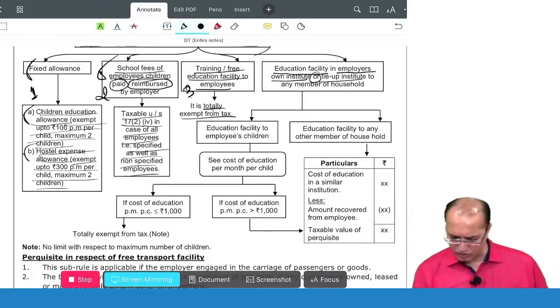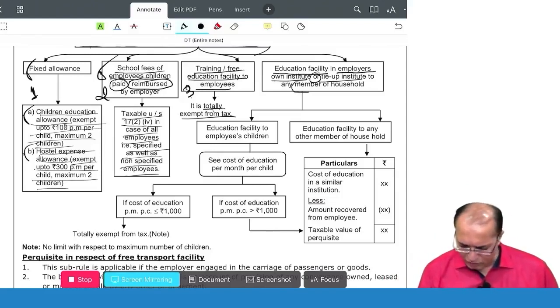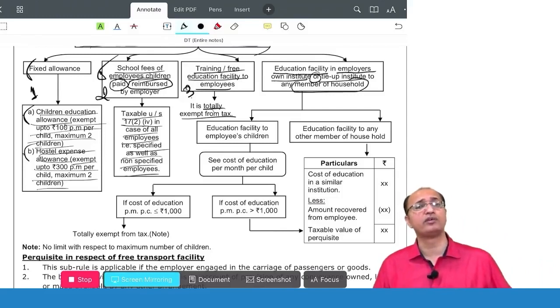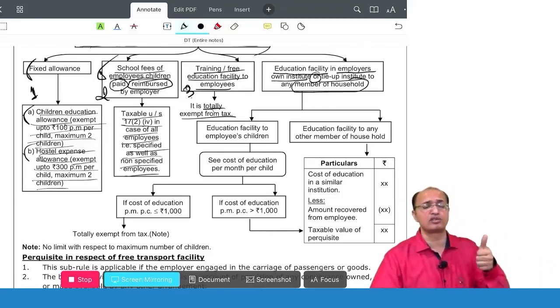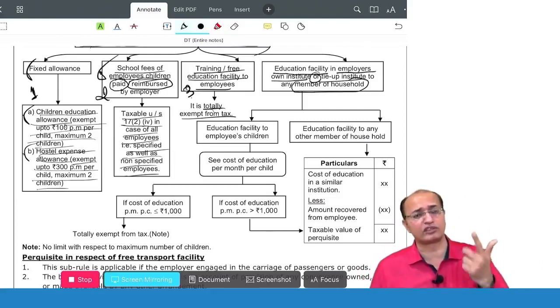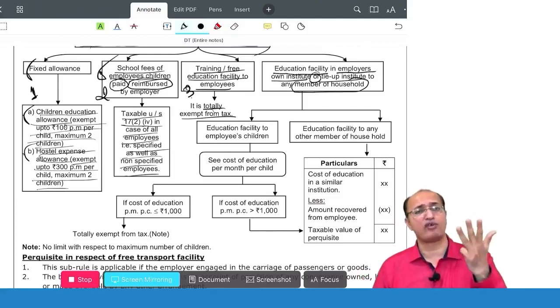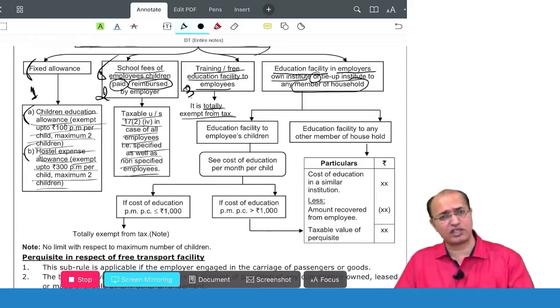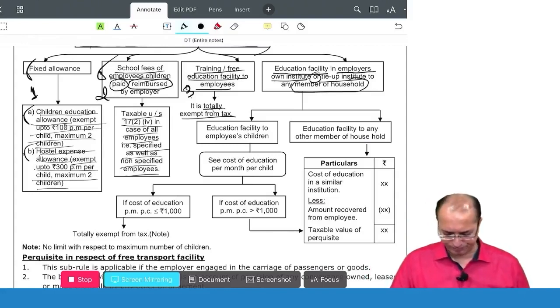To whom is this education facility provided? This education facility is provided to member of household. What do you mean by member of household? You know, member of household includes number 1 spouse, number 2 children and their spouses, number 3 parents, and number 4 servants and dependents. So, if some education facility is provided to these people, what are the taxability provisions?